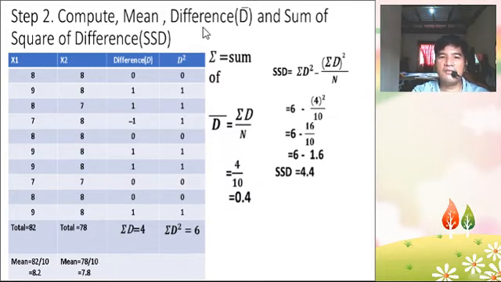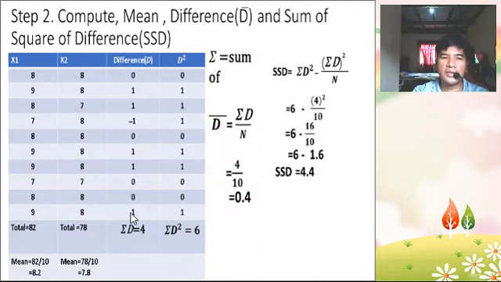Now, to get the difference, you have to subtract the x sub 1 from x sub 2. 8 minus 8 equals 0. 9 minus 8 equals 1. 8 minus 7 is 1. 7 minus 8 is negative 1, up to 9 minus 8 equals 1. So that is the difference. Then next, you get the square of the difference. 0 times 0 equals 0. 1 times 1 equals 1. 1 times 1 equals 1. Negative 1 times negative 1 equals positive 1. 0 times 0 equals 0, up to 1 times 1 equals 1.